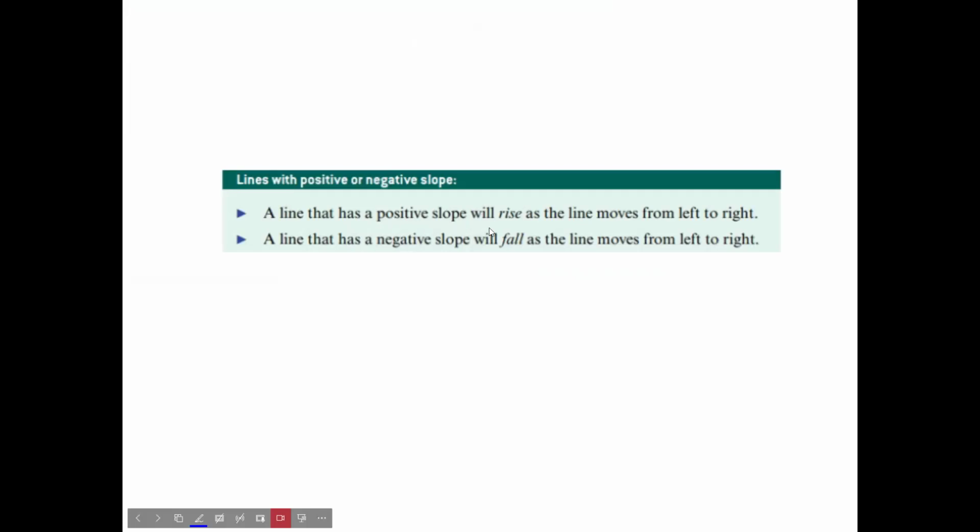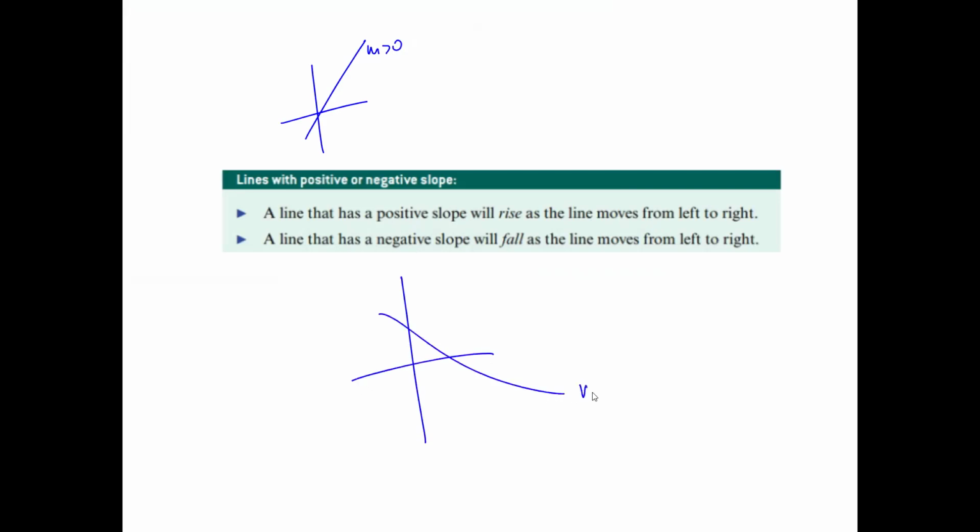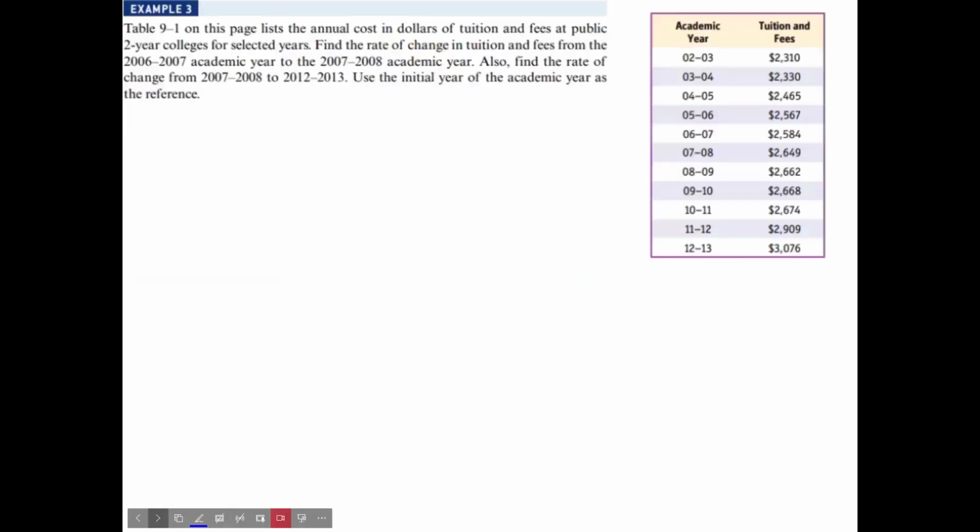So the line that has positive slope will rise. In other words, the picture would be like that. When slope is negative, the line is declining or falling, whatever it is. Now let's do this one.